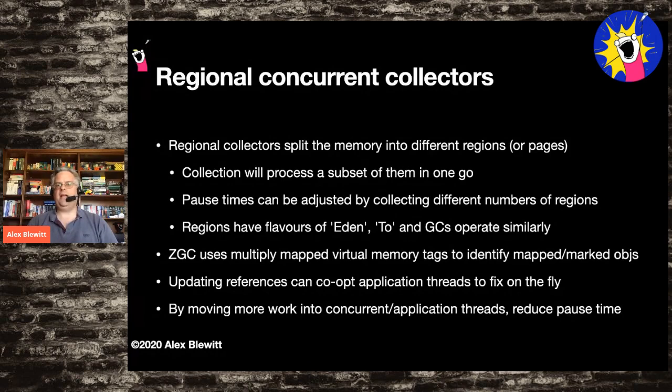And the regions generally have flavors that are equivalent to Eden and the two spaces that we have looked at earlier. ZGC uses a slightly different way of handling the heap space in that it uses virtual memory and tagged pointers to be able to identify what state individual objects are in. But for a lot of these, the garbage collecting algorithm has moved from being a lot of work done in the pause time to being more and more work being done concurrently whilst your application is running, and in some cases co-opting the application threads to be able to do fix-ups on the fly.